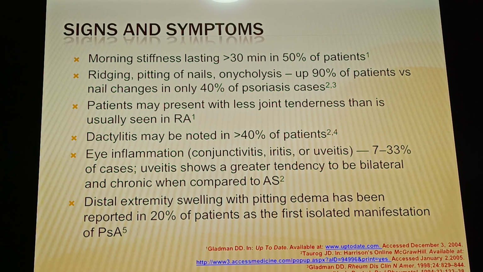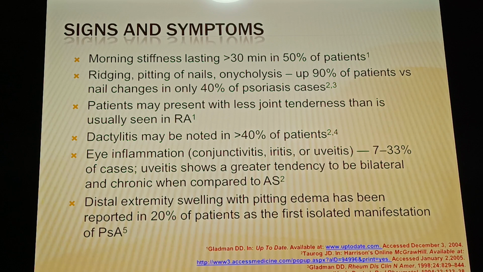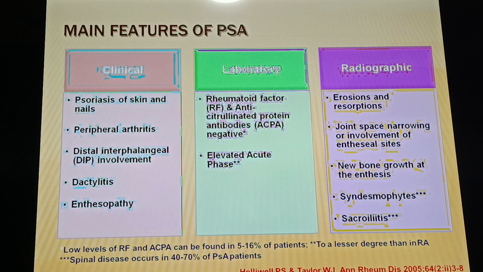Distal extremity swelling with pitting edema has been reported in 20% of the patients as the first isolated manifestation of psoriatic arthritis. Nothing else, only the distal extremity swelling with pitting edema. When there is swelling of the foot with edema, it may be hypoalbuminemia, heart failure, renal failure, or cirrhosis of the liver, etc. But here it could be psoriatic arthritis also. So distal extremity swelling with pitting edema has been reported in 20% of the patients as the first isolated manifestation of psoriatic arthritis.